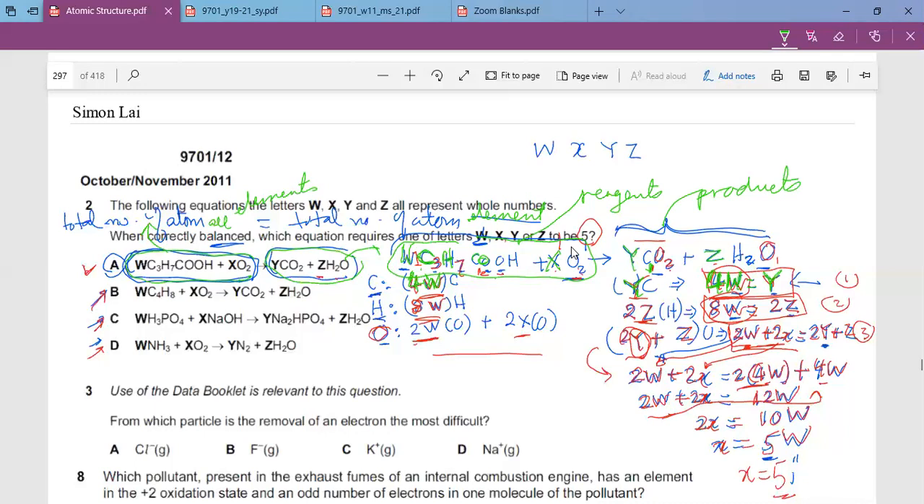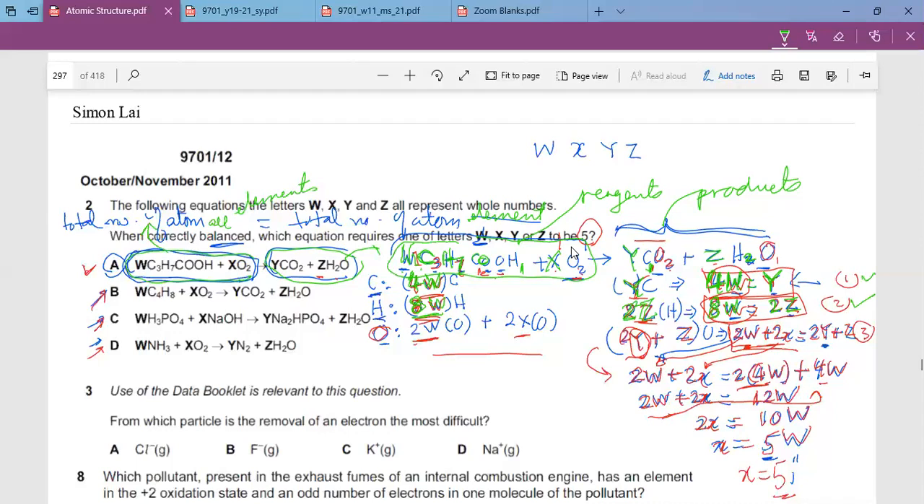Second one, of course, hydrogen. For 1 mole of the carboxylic acid, how many hydrogens are there? There's 7 here plus 1 here, so it's 8. But there are W moles, so 8W. On this side, only water has hydrogen. 1 mole has 2, so 2Z. So I've got 8W equals 2Z. So equation 1, equation 2.